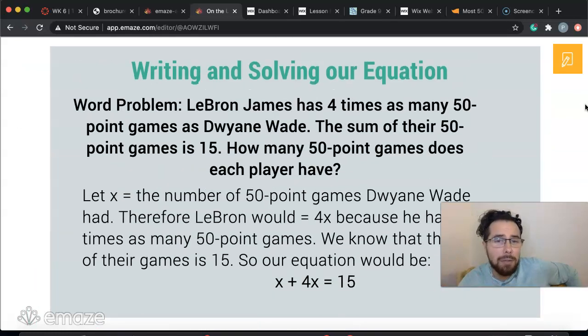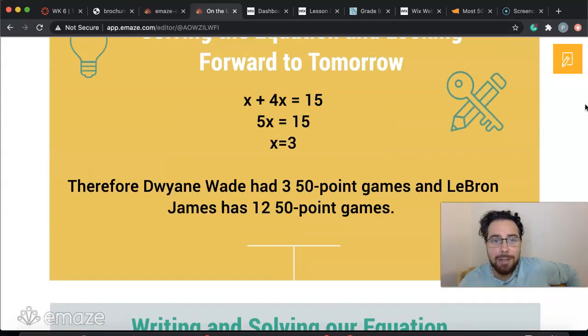So now we're going to write out the equation. So we know that LeBron has 4 times as many. So we're going to let X equal Dwayne Wade because it's 4 times as many as Dwayne Wade. So X represents Dwayne Wade, the 4X represents LeBron, and then the 15 represents the total of 50-point games that each player has. So now, on the next slide, we now have our equation. We now wrote out our problem. So now we're going to solve our equation.